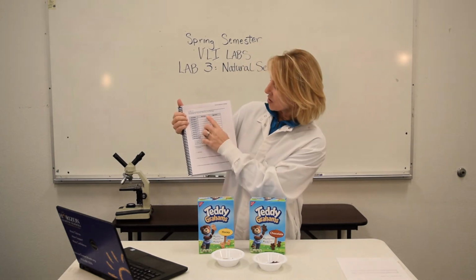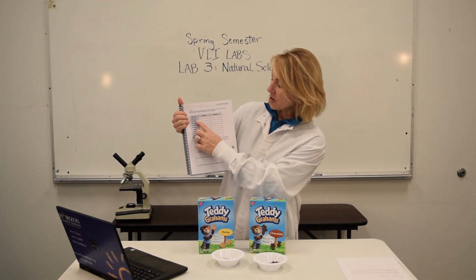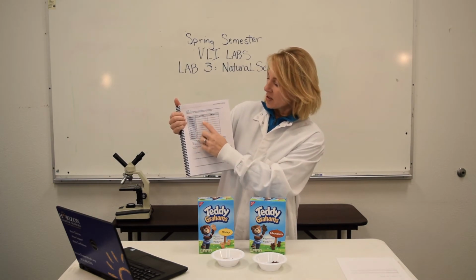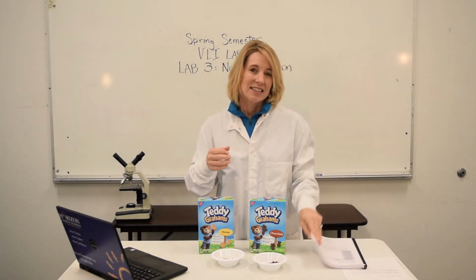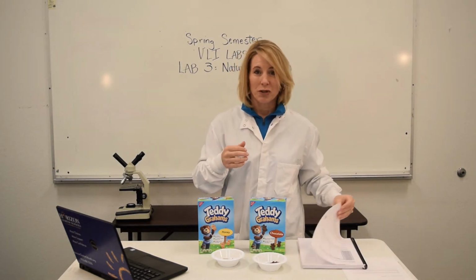Here we have our dark bears and our light bears from generation 1 down to generation 2. Starting with 10 in the first generation, it tells us that some individuals are prone to predation.